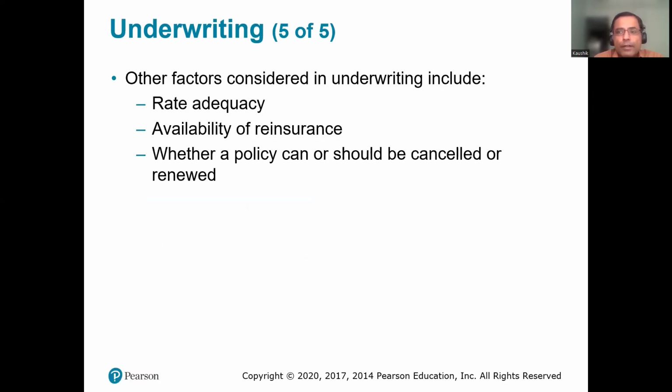The other factor in underwriting is to ensure rate adequacy. That is, the rate charged to customers should not be such that it leads to underwriting losses. If there is availability of reinsurance, it helps to underwrite more policies. If there is a policy to allow for canceling loss-making policies, then also it helps in underwriting.